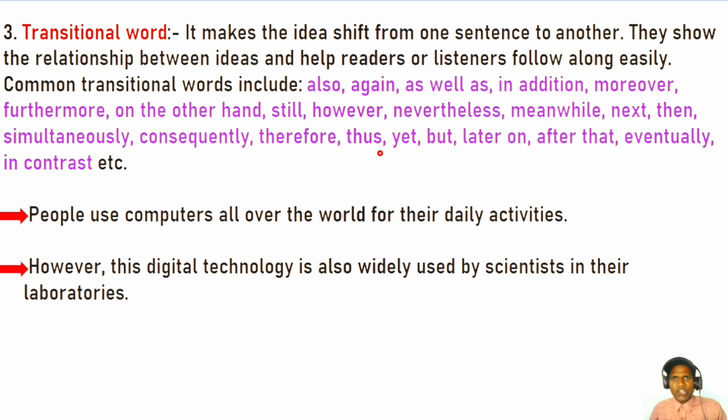So, while you are doing the reorder paragraph in PTE, you need to focus on the transitional words also. For example, people use computers all over the world for their daily activities. And the other sentence here is given by using a transitional word, and the different types of transitional words are given here. You can see on the screen. The transitional word is "however" here. However, this digital technology is also widely used by scientists in their laboratories. So this sentence and this sentence come in one place and they will be a pair.